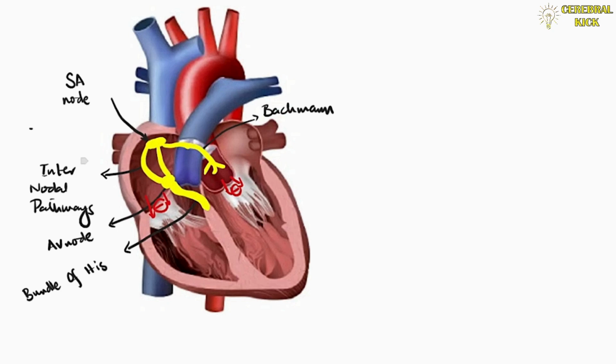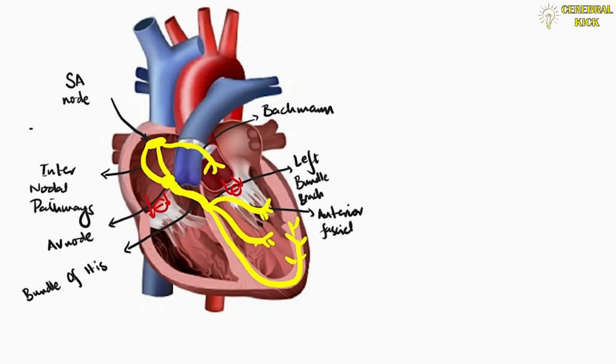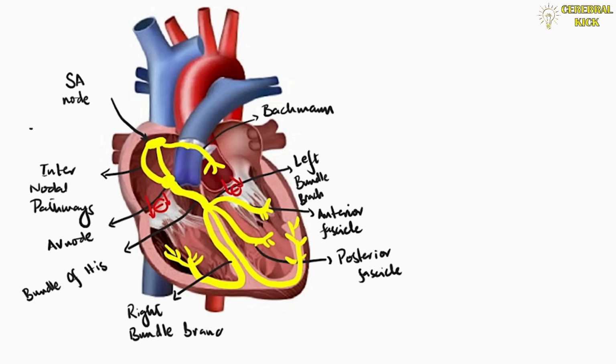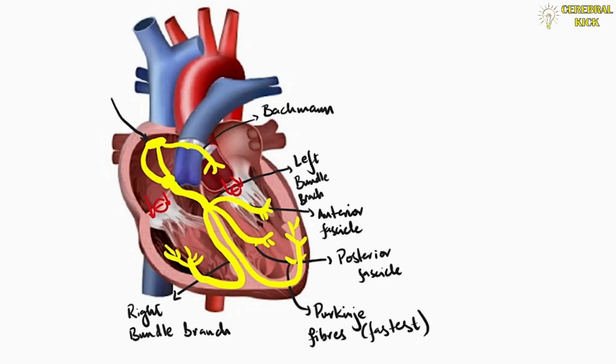From the AV node, the current passes into the bundle of His that goes down through the interventricular septum and divides into right and left bundle branches. Now the left ventricle is thick and it is larger than the right ventricle. So it carries two fascicles, namely the anterior fascicle and the posterior fascicle. The right bundle branch distributes into the right ventricle. These branch-like structures that you see at the end of the bundles are the Purkinje fibers. Now these are the fastest conducting fibers, and they distribute the current to the ventricular walls and myocytes.